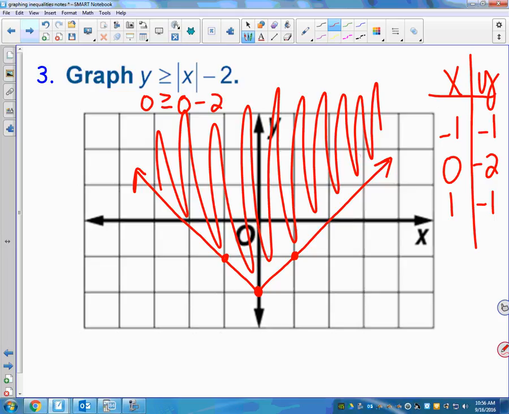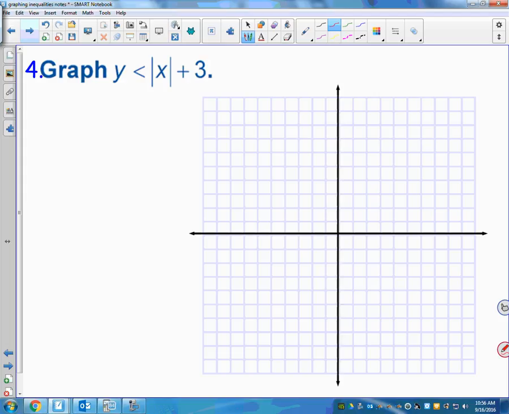You try this last one. See if you can get your graph. I passed out the paper. Absolute value, still a V-shaped graph. Can you figure out where it goes? Can you figure out if it's dotted or solid? Can you figure out where the shape is? Where do I shade?